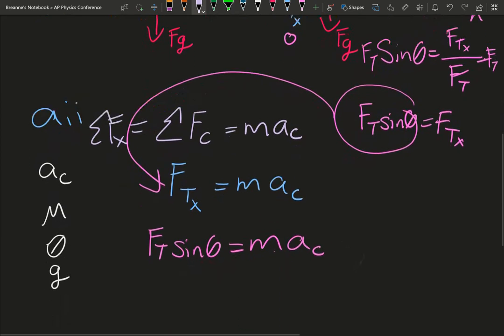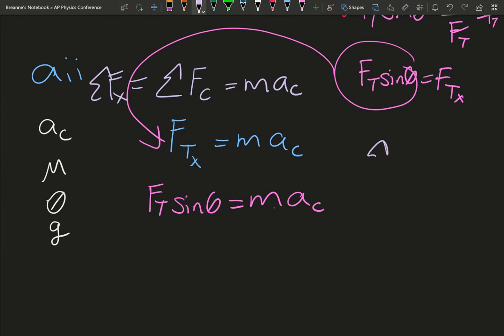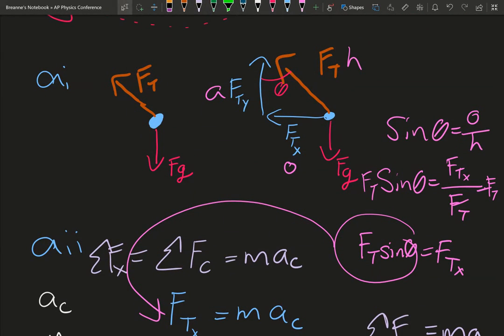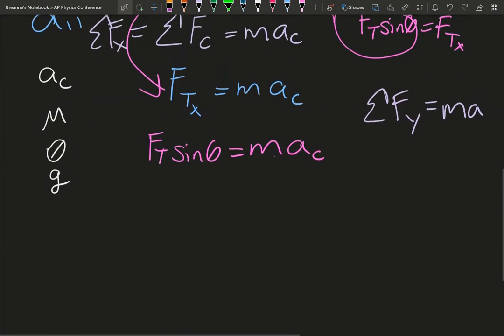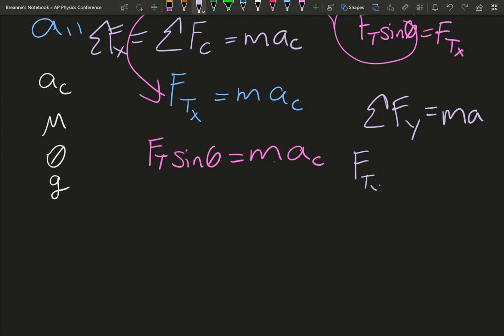So let's look at our net force in the y direction, equals mass times acceleration. Our y direction has our force of tension in the y and force of gravity. So we'd have our force of tension in the y minus force of gravity, because they're going in opposite directions, equals ma.